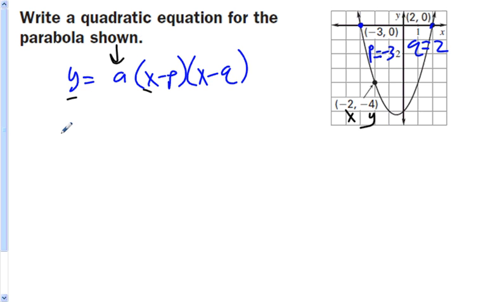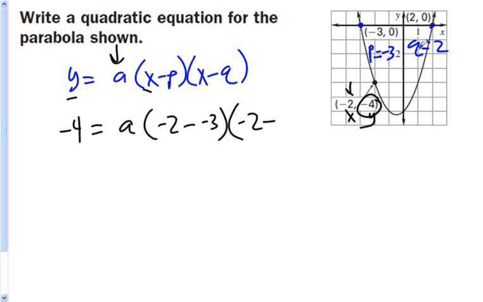So y is -4. I'm getting that from this point right here. Equals a times my x value comes from this point also, which is -2, minus my p, which is -3. And then I've got the x value again, which is -2, minus my q, which is 2.